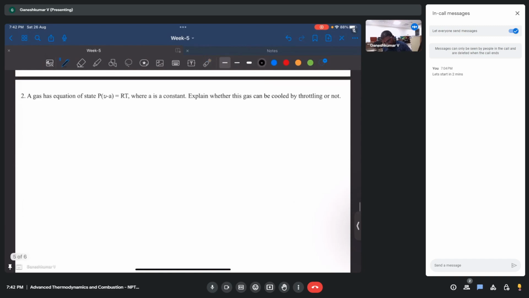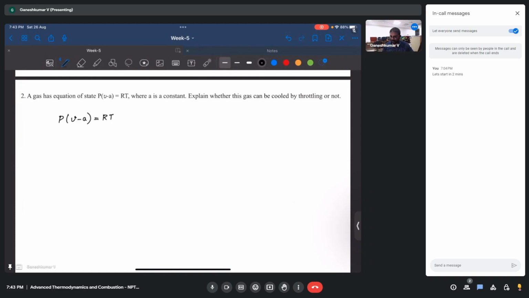Now coming to our second question. A gas has an equation of state P(V minus A) is equal to RT, where A is a constant. Okay, so they gave an equation of state for a gas. Explain whether this gas can be cooled by throttling or not. So whether this can be cooled by throttling or not is what they are asking. We know that throttling has to do with the Joule-Thomson coefficient, so we will be using that. Let me write the equation of state again. P(V minus A) is equal to RT.